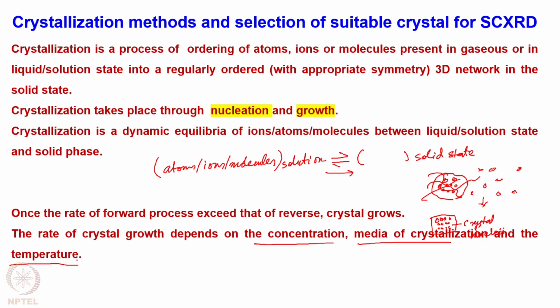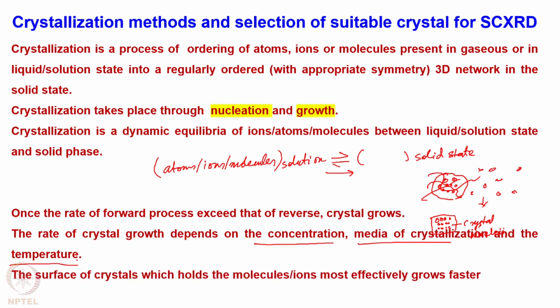Temperature has very important role in crystallization. Some compounds crystallize at higher temperature, some compounds give you very nice good crystals at a much lower temperature like -15, -20 degrees centigrade or even lower. So we will discuss about some of these crystallization methods in the following slides.